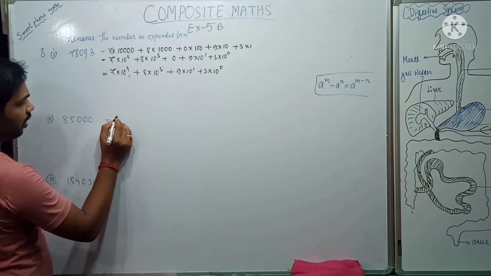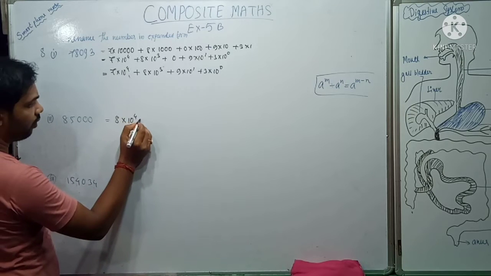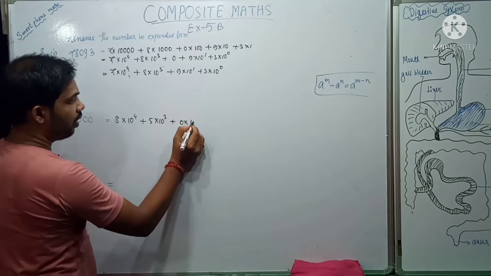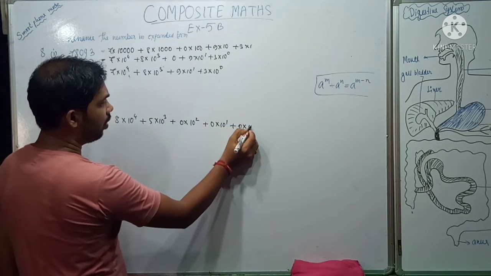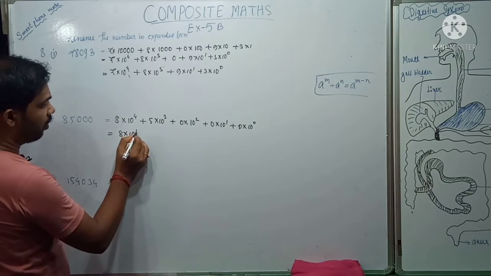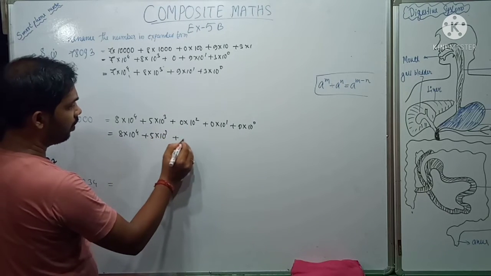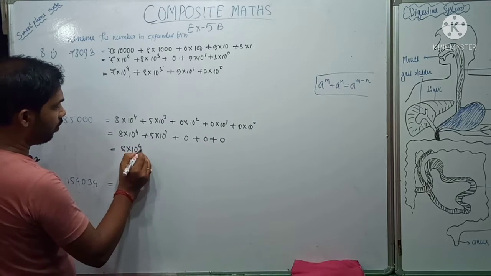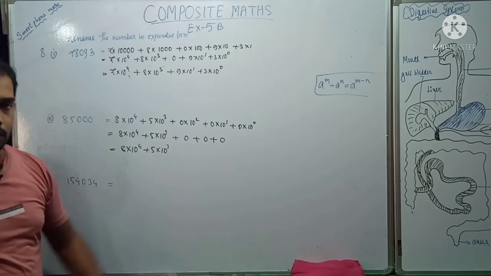So we can write this one as 8 into 10 power, you see how many numbers are there, 1 2 3 4, so it is 10 power 4 plus 5 into 10 power 3 plus 0 into 10 power 2 plus 0 into 10 power 1 plus 0 into 10 power 0. Okay, so this one you can write 8 into 10 power 4 plus 5 into 10 power 3, and all the others will become 0. So you can write 8 into 10 power 4 plus 5 into 10 power 3. Only this one we will write here, and the rest become 0, so we will remove them.